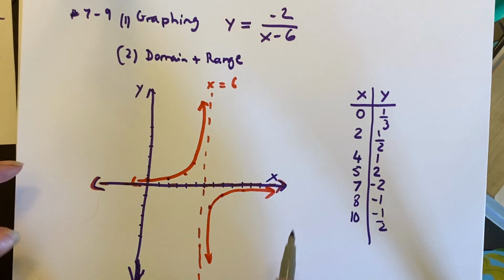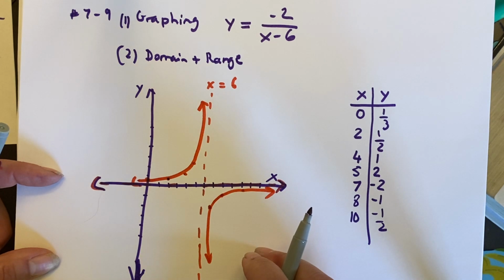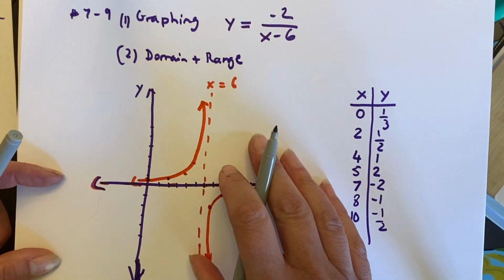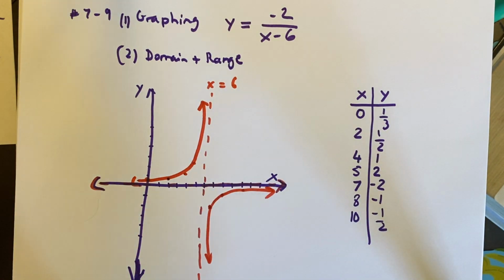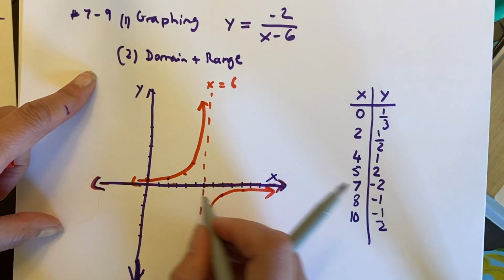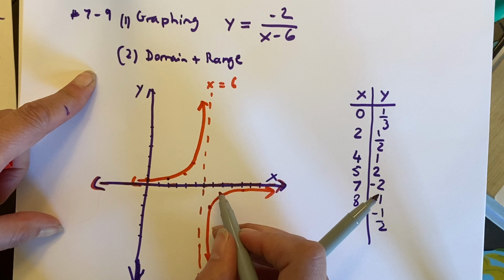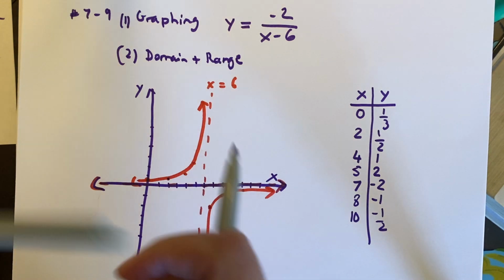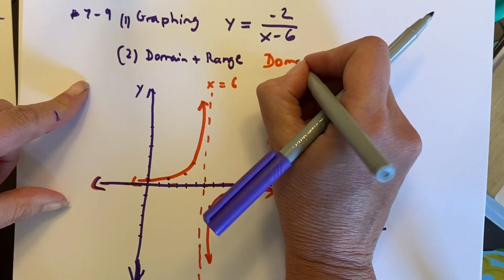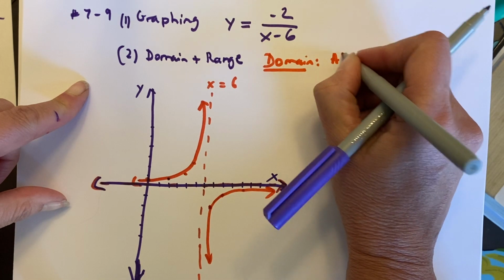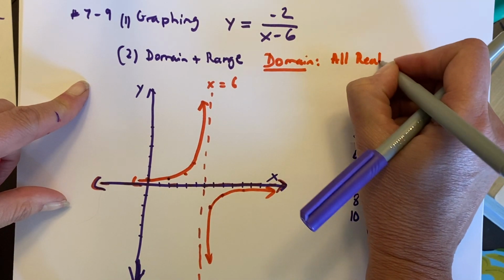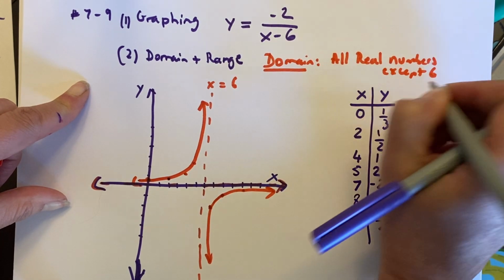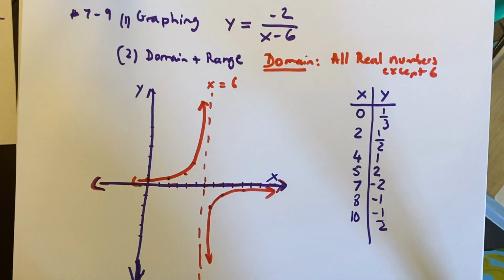Now, when this takes a long time, it is so easy to forget step 2. This has taken me a while and I did a good job, I've got my graph, but you've got to remember step 2. Step 2 is finding your domain and range. Well, what is my domain? My x values can be any number except 6. So my domain, and I'll put it in red, is all real numbers except 6, right? That's an accurate definition.